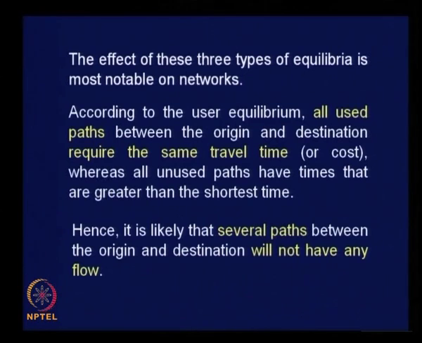Hence it is likely that several alternative paths between the origin and destination will not have any flow at all. If you assign traffic based on this equilibrium, you will not be assigning any traffic to other alternative routes; you will assign the whole of the traffic only to the shortest route.